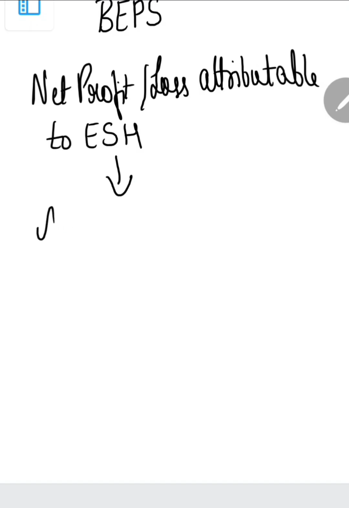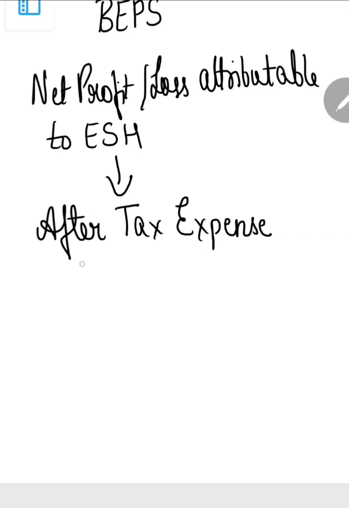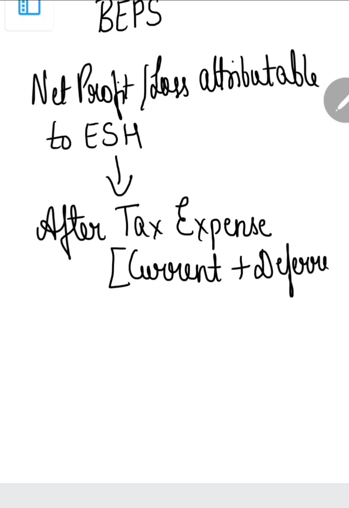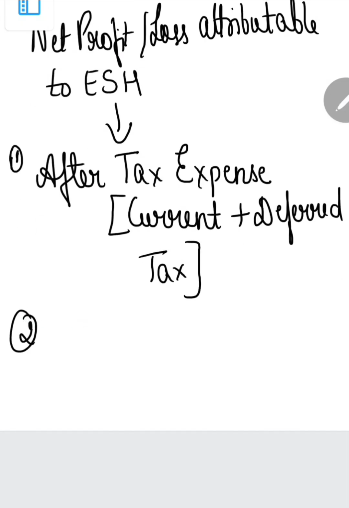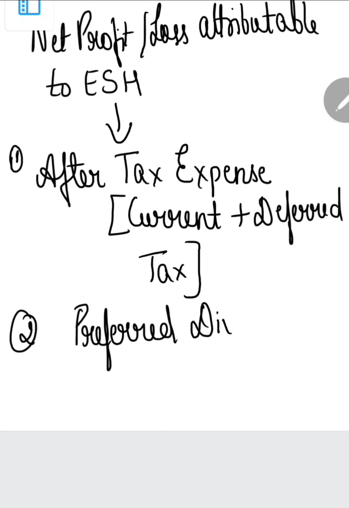the figure is further deducted by the tax expenses. That is, the tax expense includes the current as well as the deferred taxes, and further deducting the preferred dividend. So these two components are deducted from the net profit to arrive at the net profit or loss that is attributable to equity shareholders. So this forms the numerator part of the formula.